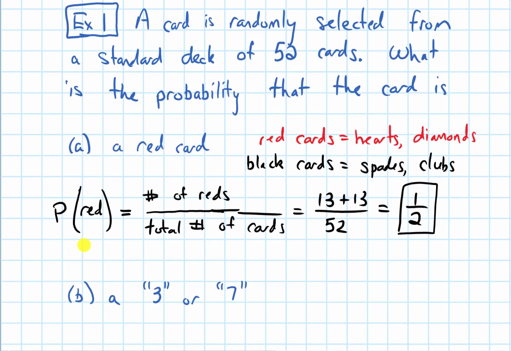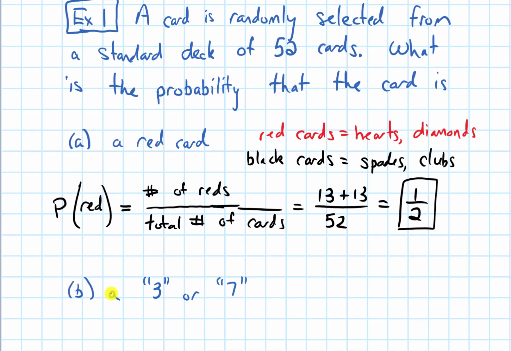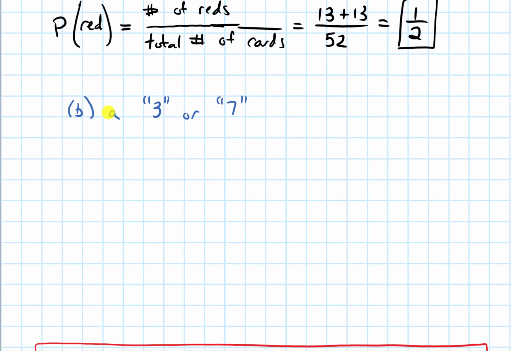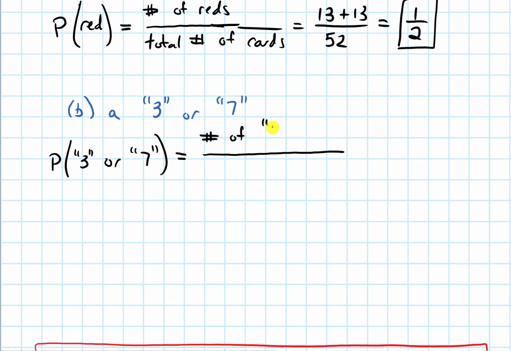Let's move on to part B, which asks, what's the probability now that our card is 3 or 7? All right, so we want to find the probability of getting a 3 or a 7. So using my formula for probability, I put the number of successful outcomes on the top. And in this case, I have a success if I get either a 3 or a 7. So I need to count the number of 3s or 7s, the number of cards that are either a 3 or a 7.